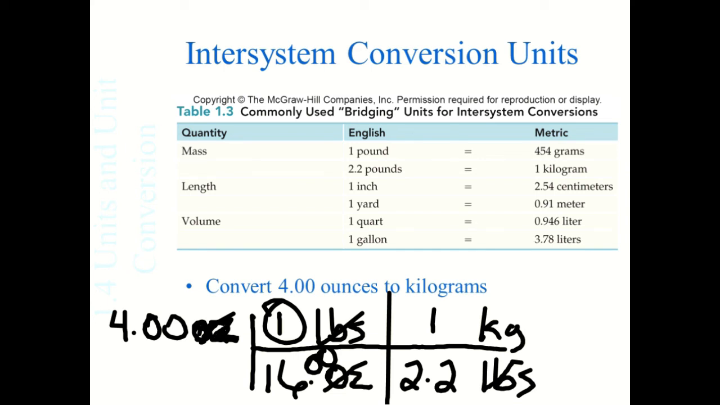What we would consider significant figures are the 4.00, the 16.00, and the 2.2. So my answer would be in how many significant figures? 2. We're not going to be concerned with 4.00, which is 3. So we would report it in 2 because that's the least. All right. So how many kilograms are in 4 ounces?